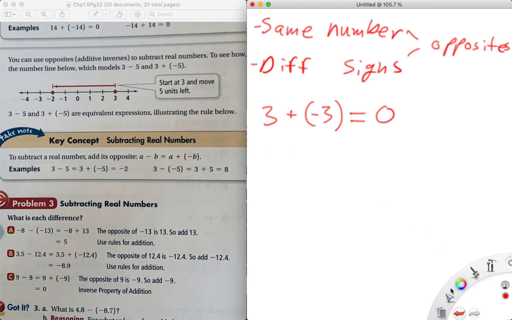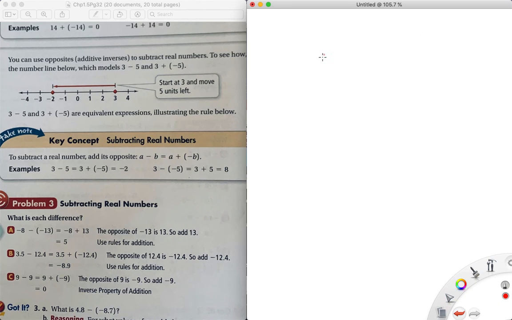When we subtract numbers, we can actually add its opposite. So if we do, the book says 3 minus 5. So I'm going to say this again. When you subtract a number, you can add its opposite. So if we have 3 minus 5, the actual number is 5. So what's the opposite of 5?